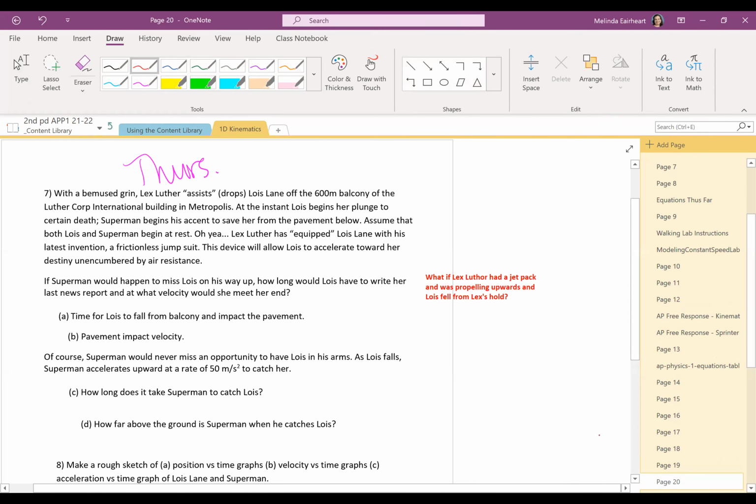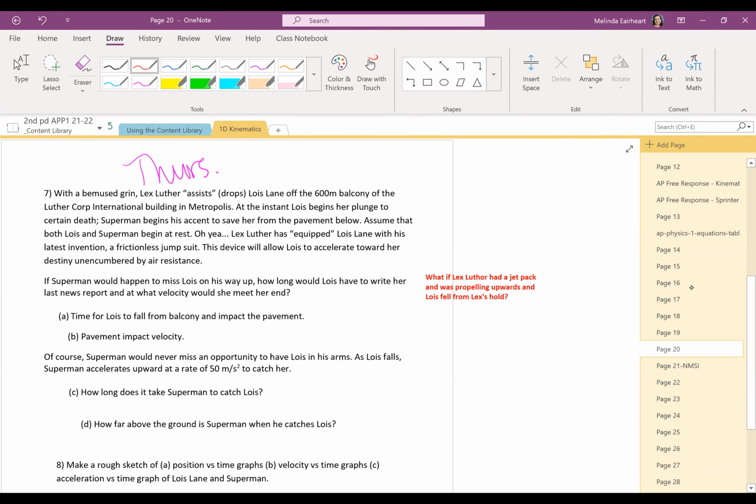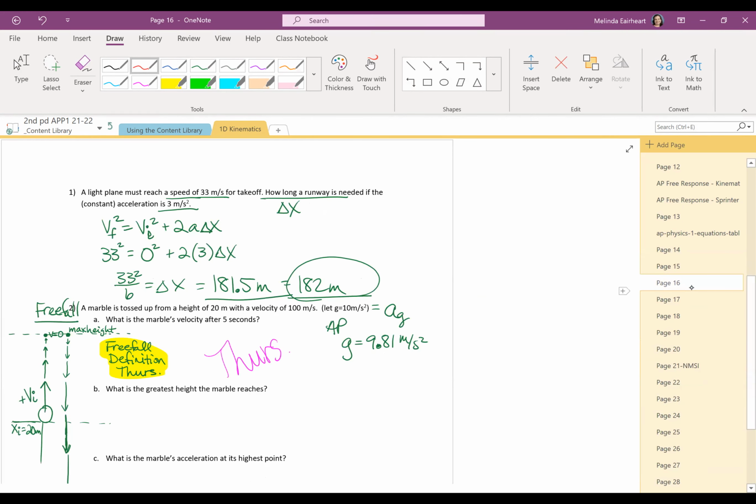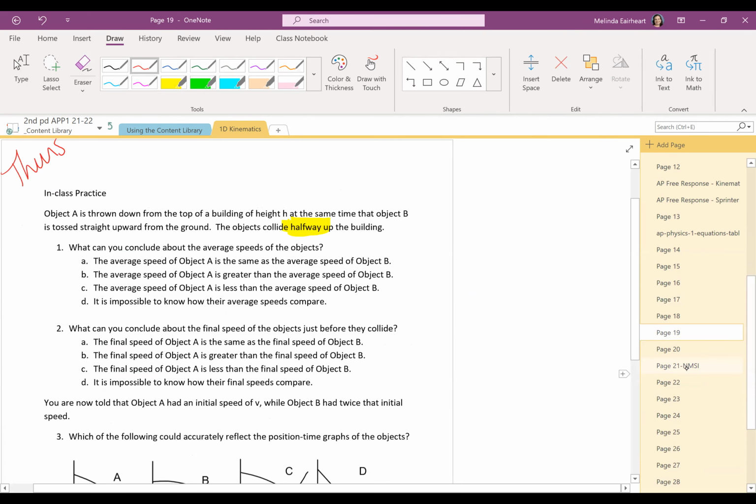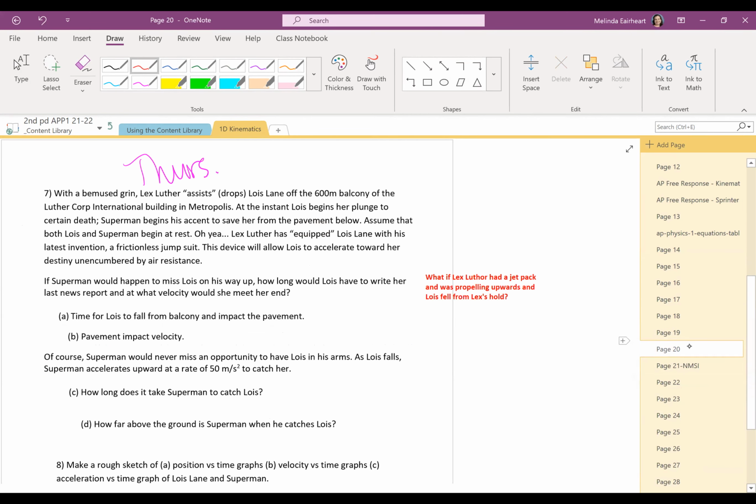Okay. So in our packet today, we're going to finish up page 16. We'll do some of the basic practice with freefall. And then we'll do a little bit of 17, and there's our simulation. I'll come back and do that one first. And then skip over to page 19, where it's just variables, no numbers. Start getting some practice there. And then on page 20, we've got some fun with Lex Luthor and Superman. And NIMSY starts on page 21.